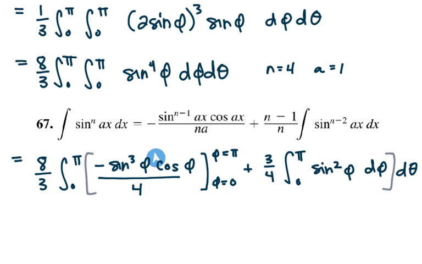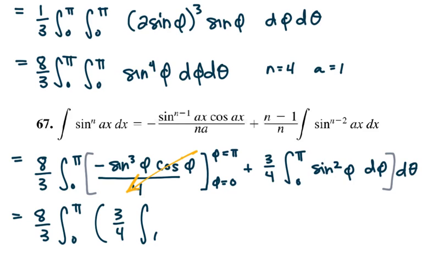Now, the nice thing about this first term is that when I plug in pi or 0 for phi, sine of pi and sine of 0 are both 0. So this whole value is going to go to 0. So I've got 8/3, the integral from 0 to pi of 3/4, the integral from 0 to pi of sine squared phi d phi d theta.